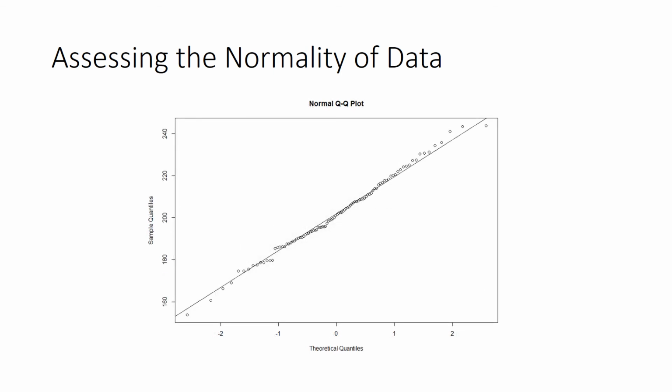Here's the QQ plot. If the sample is from a normal distribution, the observations in this plot should fall on a line from the lower left to the upper right. The qqline function adds the line to the plot. It helps you to see how close the observations are to the line.